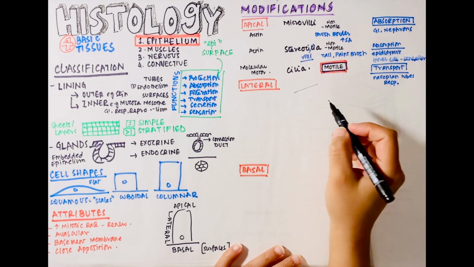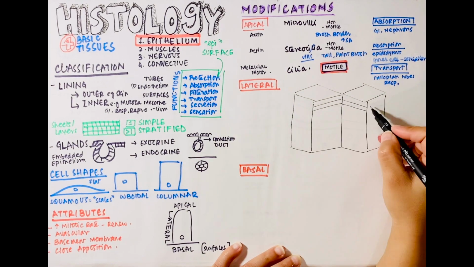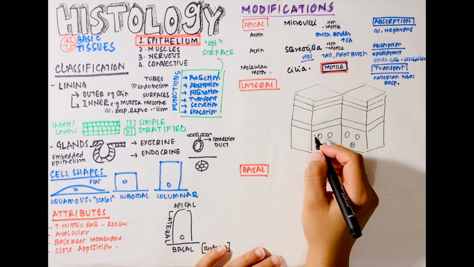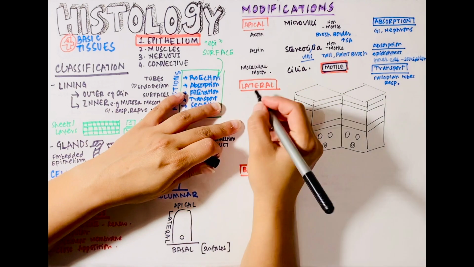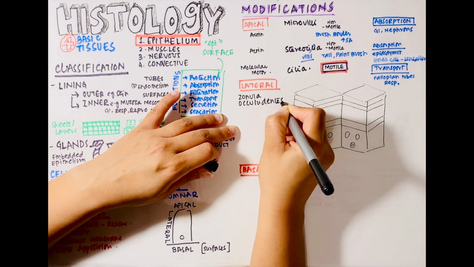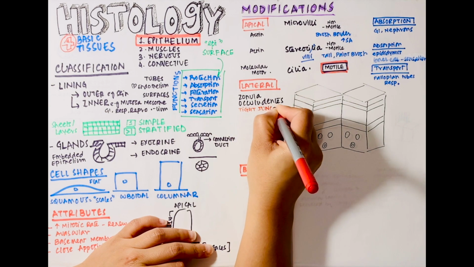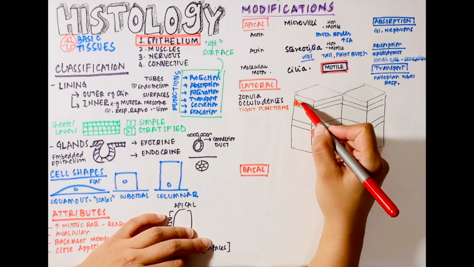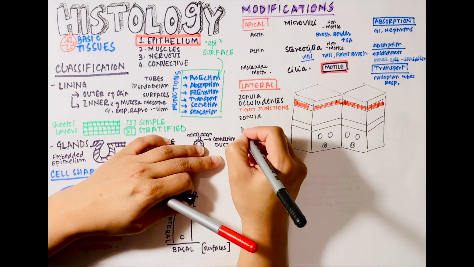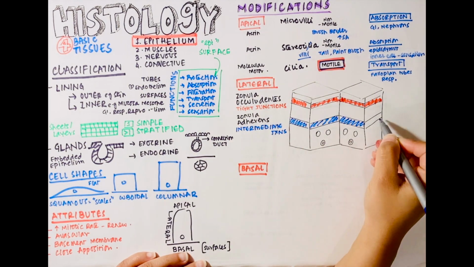There are multiple lateral modifications that help these cells remain in close apposition to each other, and this disallows any paracellular movement into the connective tissue below. There's the zonula occludens, also known as tight junctions, and these are the topmost modification that we have. They're kind of like Velcro, which helps the cells stick together at the top. Then we have the zonula adherens, which are the intermediate junctions, and again they act as the secondary layer of Velcro, keeping the cells together.